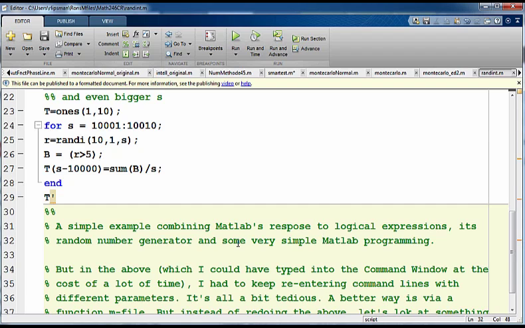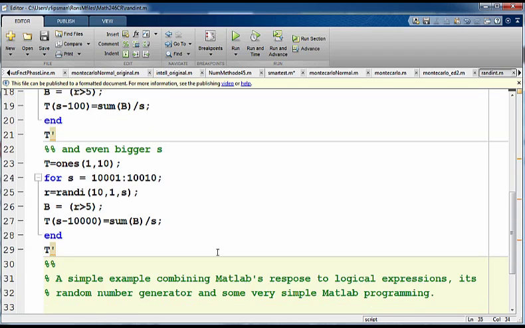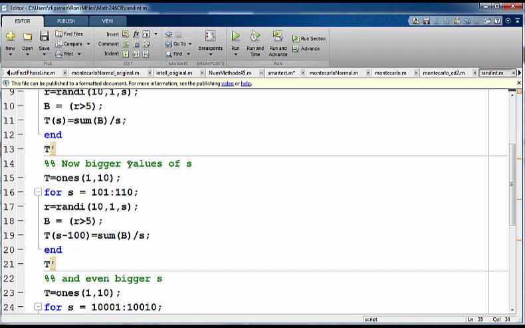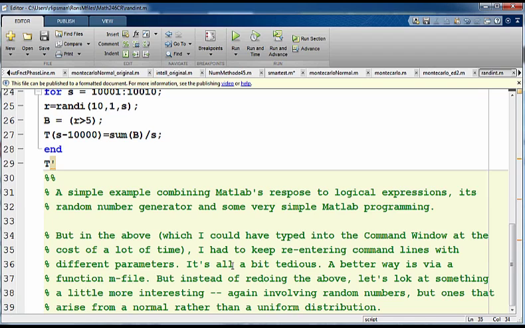simple MATLAB programming. But in the above, which incidentally I could have typed into the command window at the cost of a lot of time, I had to keep re-entering command lines with different parameters. You see that above, right? I had to keep changing the parameters. It was a little bit tedious. And a better way is via a function mfile.